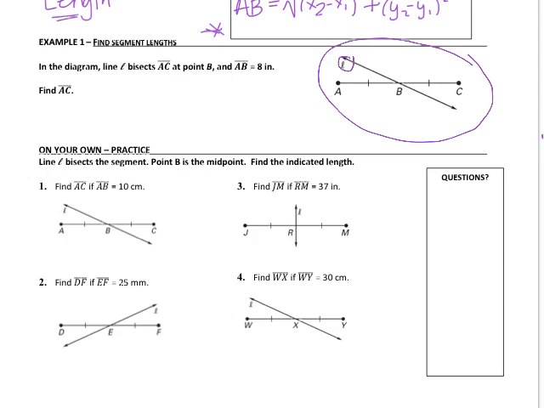It bisects the segment AC, and remember this is called a segment because it just has the bar over top of it. It doesn't have arrows at the end. So this is segment AC, and line L bisects the segment at point B. Well, how can we tell that it's bisected? If you take a look at the diagram, we see those tick marks, and remember that tick mark means that it's the same length as this one over here.